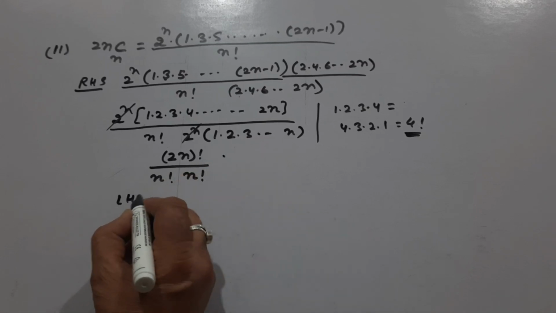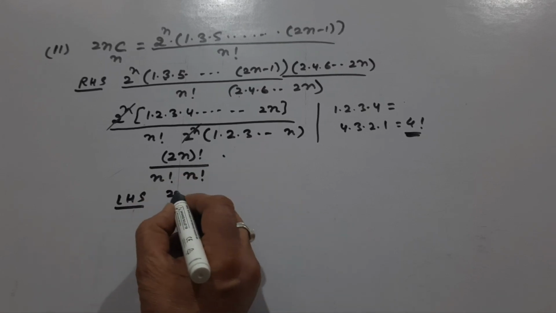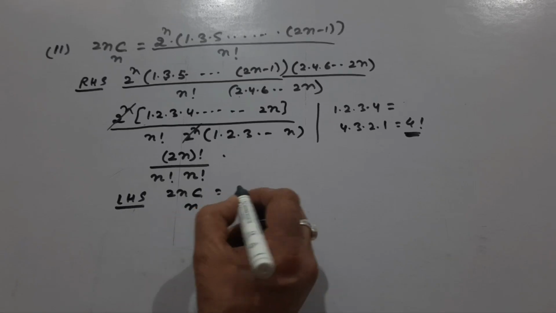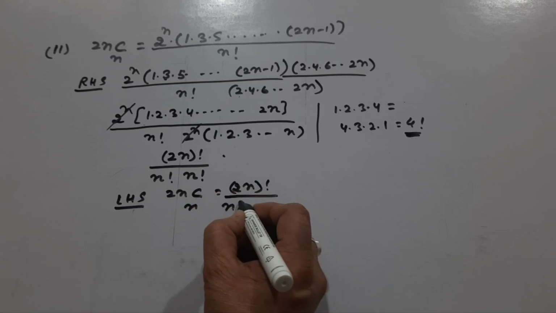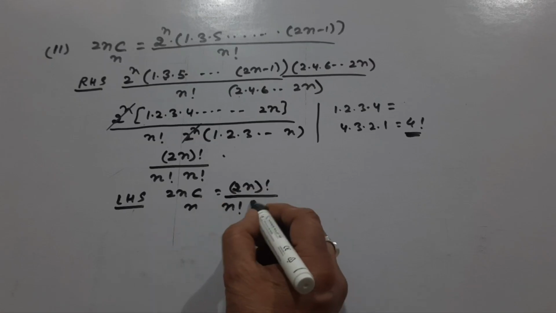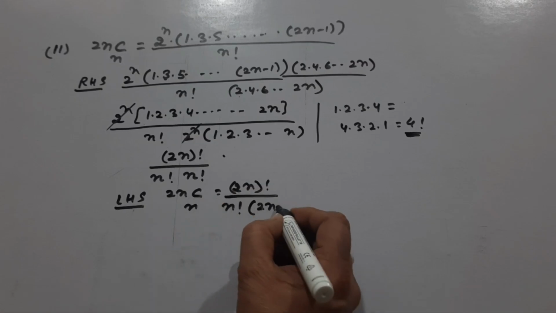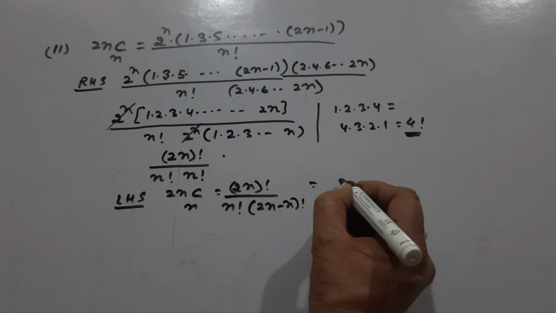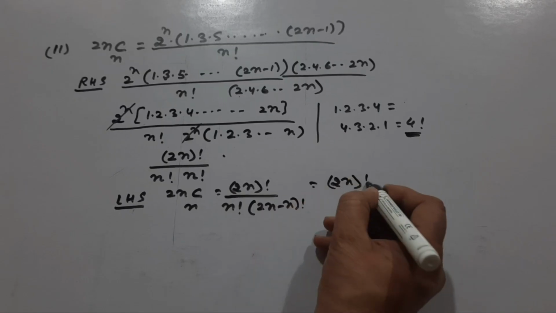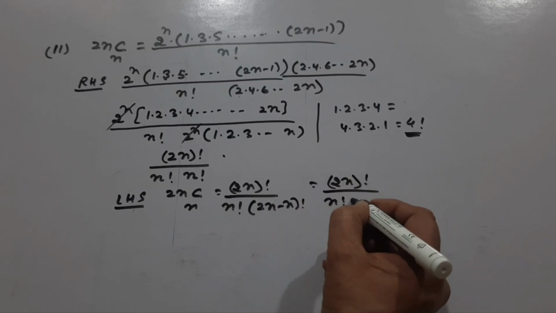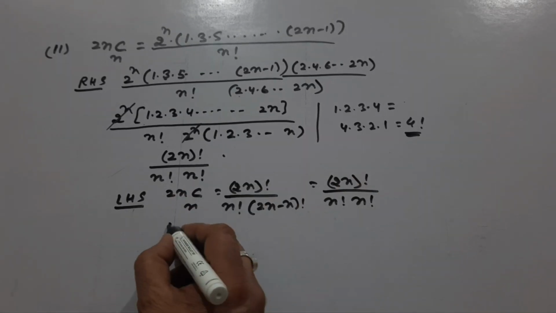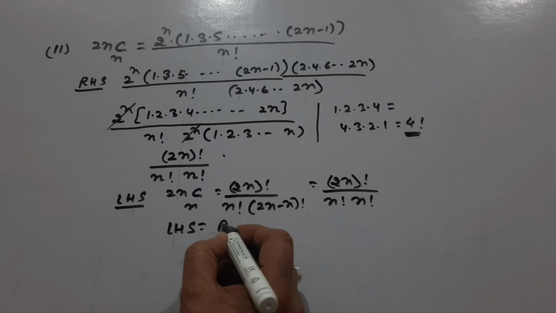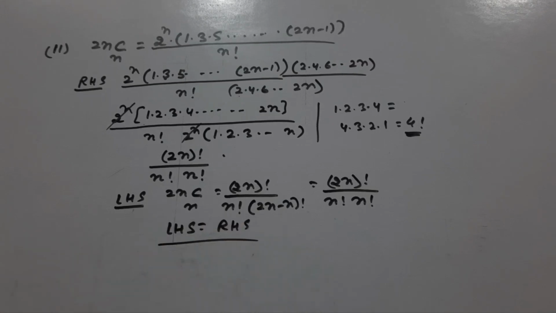Now if I take the left side, the left side is 2nCn, and this is equal to 2n factorial upon n factorial into 2n-n factorial. So we get 2n factorial upon n factorial into n factorial. So left side equals right side, so hence proved. Right students, I hope this is clear to you.